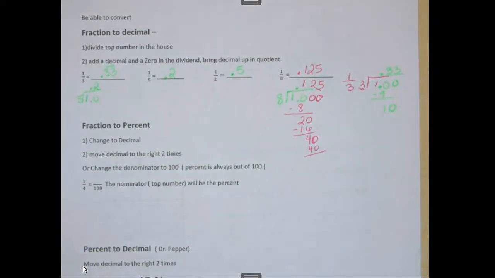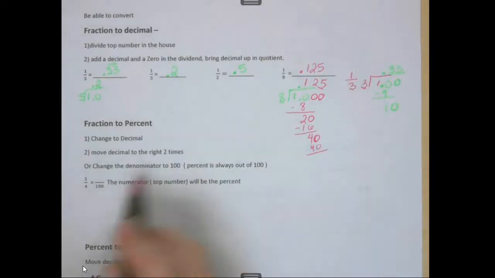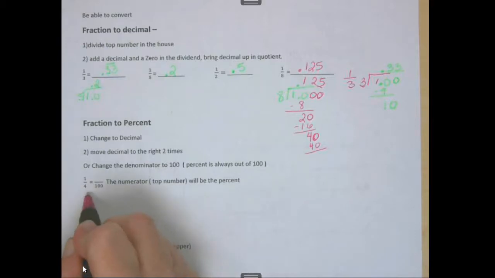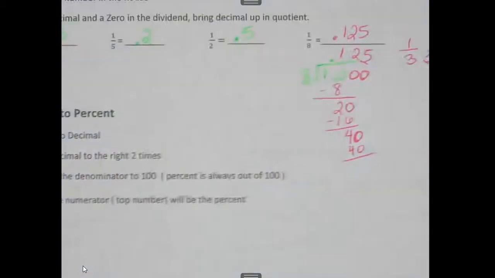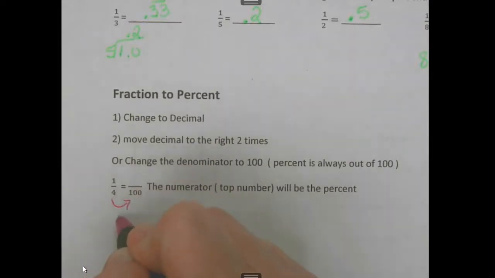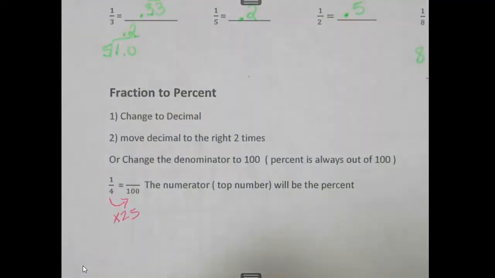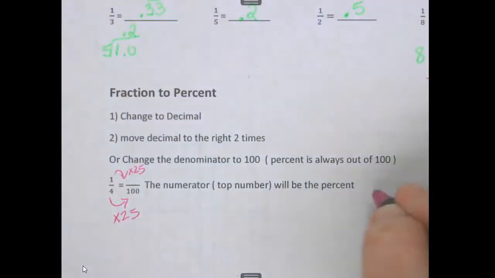So to change a fraction to a percent, you change to a decimal and then move the decimal right 2 times. Or change the denominator to 100. This is how you change the denominator to 100. How does 4 go to 100? Times 25. If I multiply 25 at the bottom, I have to multiply 25 at the top. So this will be 25%.